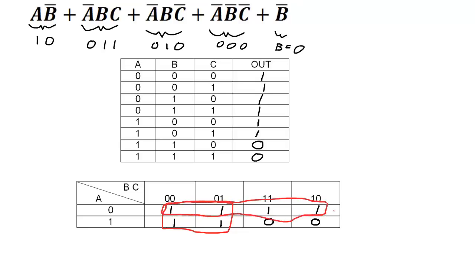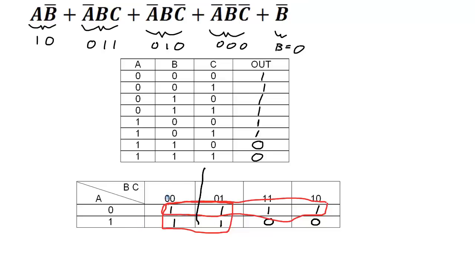So I can make a group like that. Now we want to identify the value of the box. For this particular box, this group of 4 here, what variables are constant within that box? We can see that A is a 0 in this row and A is a 1 in this row. So A changes as we go from row to row. So A is not constant in this box.